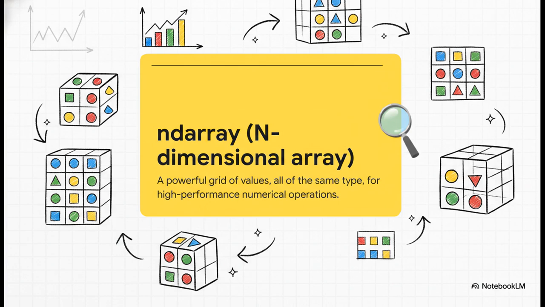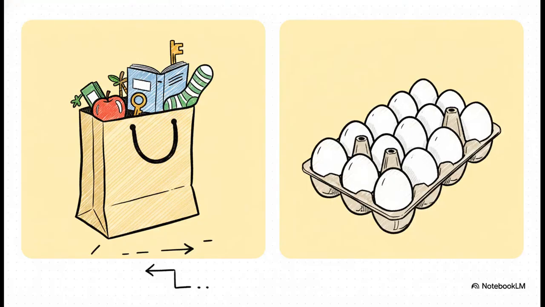That's the secret sauce. To really get why this is such a game changer, let's use a little analogy. A regular Python list, that's kind of like a shopping bag. You can just toss anything you want in there. An apple, a book, your keys, whatever. It's flexible for sure, but it's not optimized for number crunching. A NumPy array, on the other hand, is like an egg carton. It's rigid, it only holds one type of thing, eggs, and it stores them all packed together in a single unbroken block of memory. That's what contiguous means. And that organized structure is what lets your computer just fly through calculations.